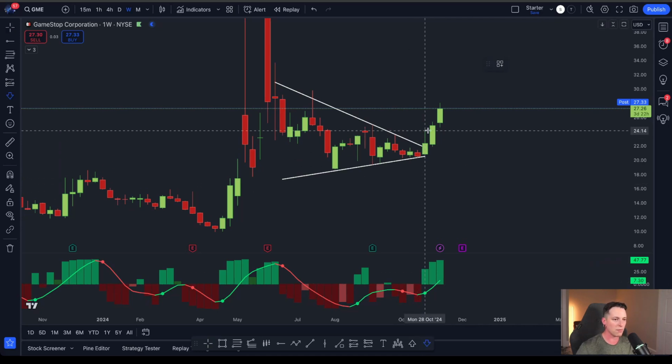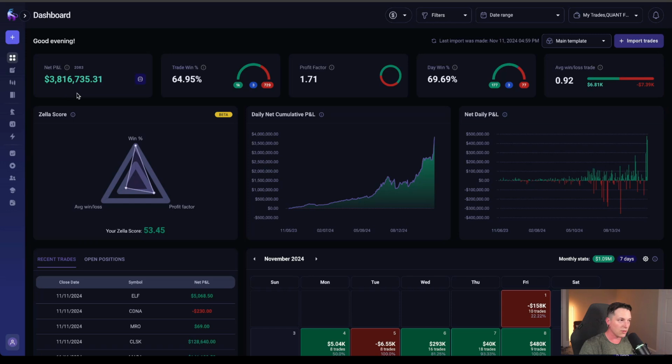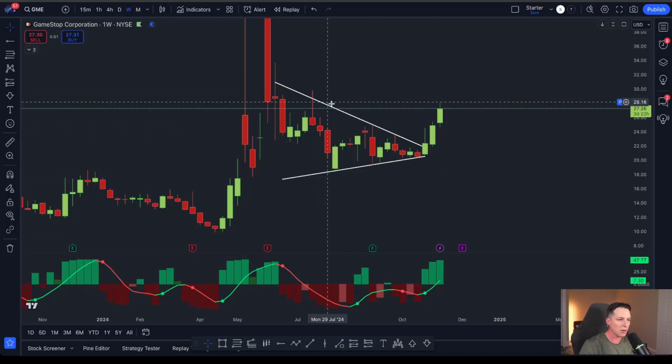Now, of course, this doesn't mean that the stock has to break out and that we're never going to be wrong. Because even though I'm up $3.8 million this year, I am wrong a lot. I'm only right about 65% of the time. But the whole point of trading is not to be right. It's to make sure that when you're right, it pays for 3, 4, 5 times more than when you're wrong.